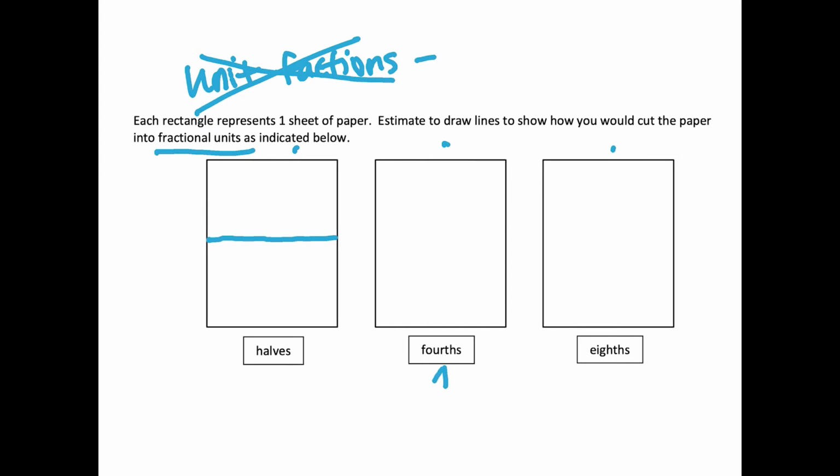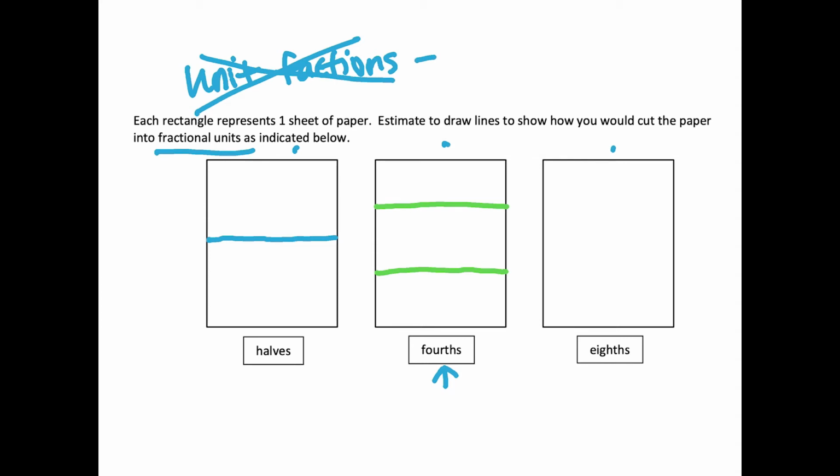All right, the next one here, fourths. I'm going to change my color here. Fourths. Okay, so I need to partition this up into fourths. I'm going to put 4 fingers up because I know that fourths also means 4. I'm going to put 1 finger down. That means how many lines am I going to draw on this piece of paper? 3. So I am going to eyeball it, and that looks pretty good. Not too bad.